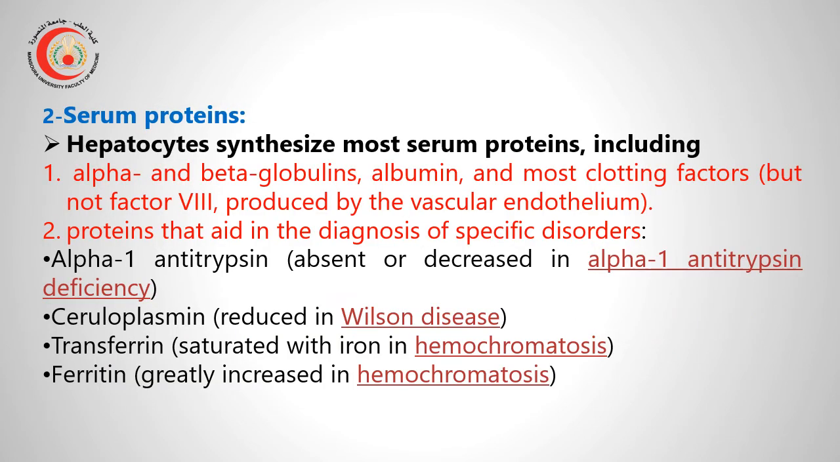Serum proteins also assess the synthetic capacity of the liver. The hepatocytes synthesize most serum proteins, including alpha and beta globulins, albumin, and most clotting factors except factor VIII. Some proteins aid in the diagnosis of specific disorders: alpha-1 antitrypsin, which is absent or decreased in alpha-1 antitrypsin deficiency; ceruloplasmin, which is reduced in Wilson disease; transferrin, which is saturated with iron in hemochromatosis; and ferritin, which is greatly increased in hemochromatosis. All these disorders are called the metabolic or inherited liver diseases.